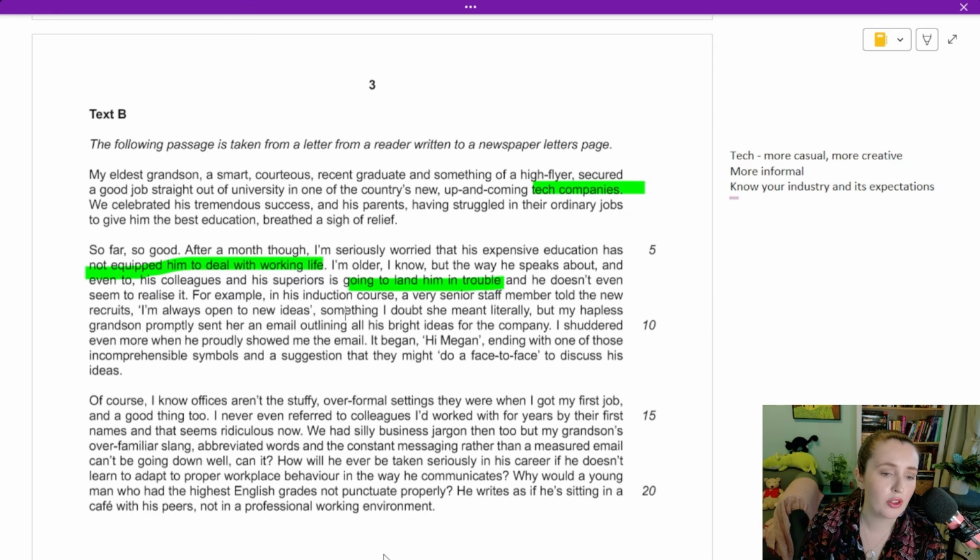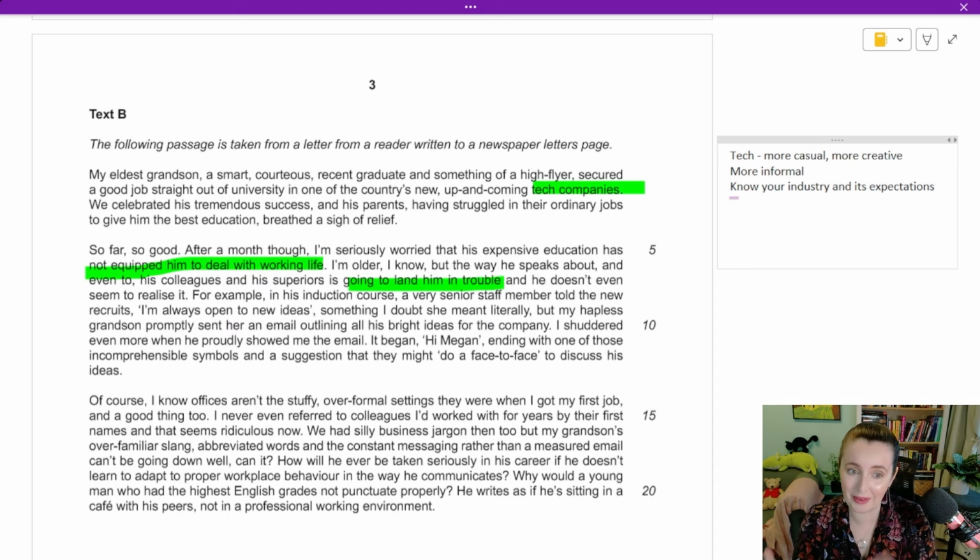Right, how do you know? You're not there. Why are you saying, oh, he's talking to them very informally? You don't know. And it's going to land him in trouble. You don't know. You don't know his boss. You don't know his industry. You don't actually know what you're talking about, Grandma. Sorry, but you don't.